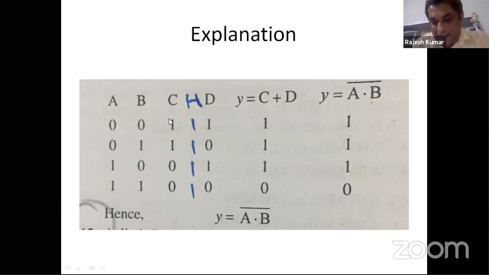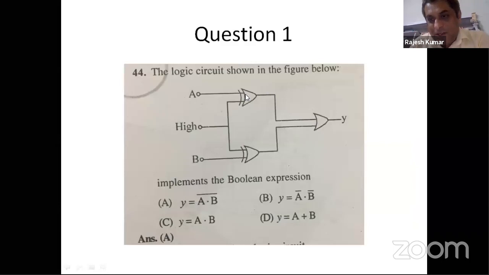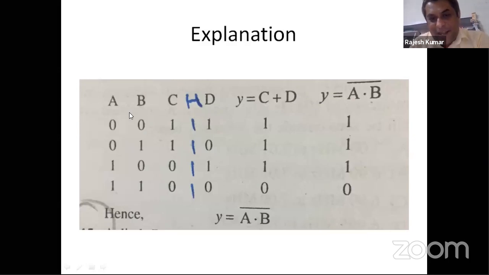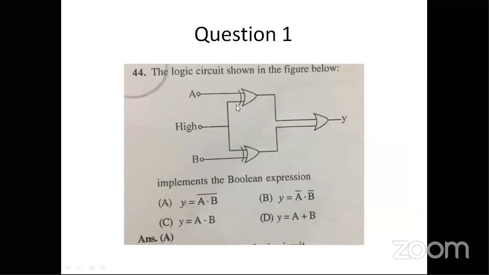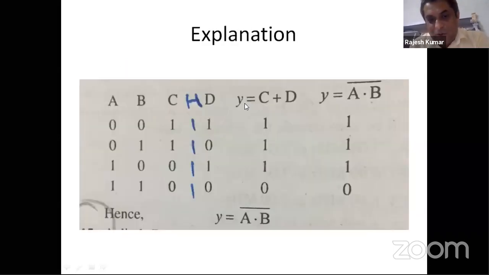Then C is the output of the first XOR gate and D is the output of the second XOR gate. So you have to compare A and H, because A is the input and H is the input for the first XOR gate. You can see that for C, 0 and 1 will give you 1 because it has got odd ones. Similarly, the second is also 0 and 1, so you will get a 1 output because the ones are odd.